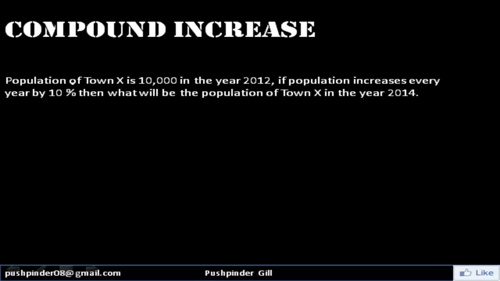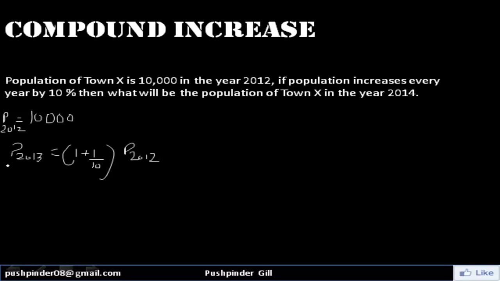So the population of town X is 10,000 now in 2012. So let me just denote the population by P. So P in 2012 is equal to 10,000. So P in 2013 is going to increase the population by 10%. So that means the population of 2012 will get multiplied by 1 plus 1 by 10, and I'll get the population of 2013.